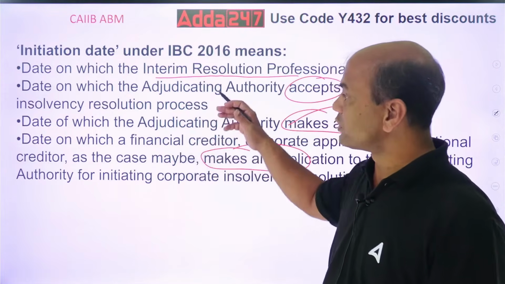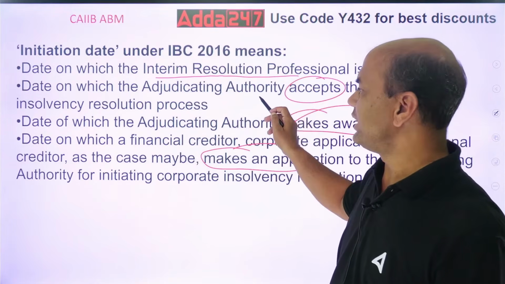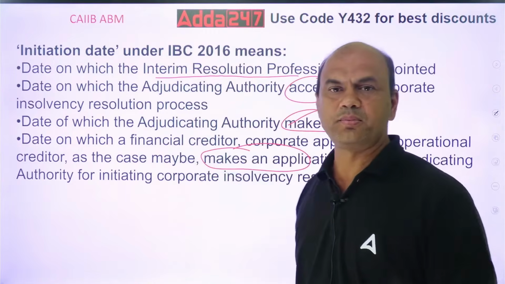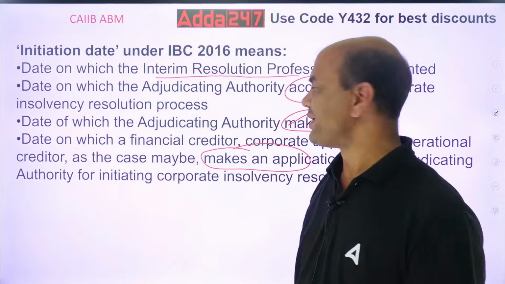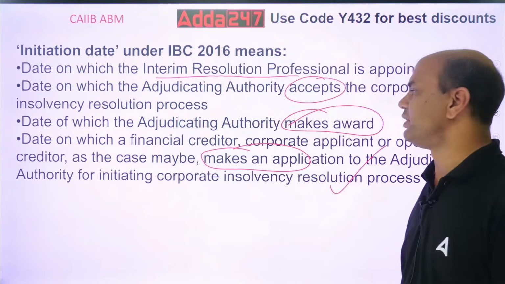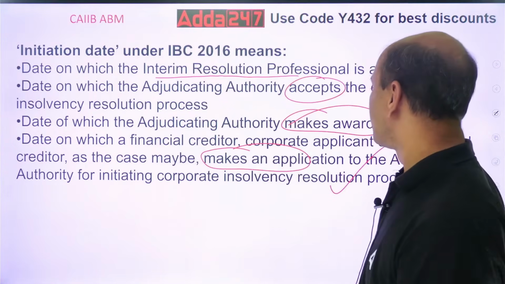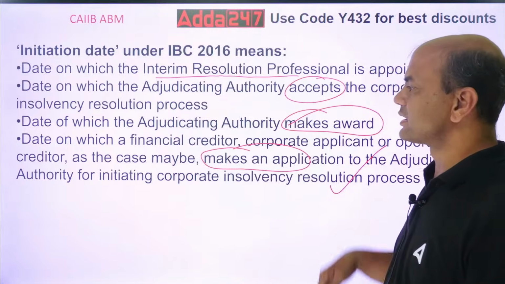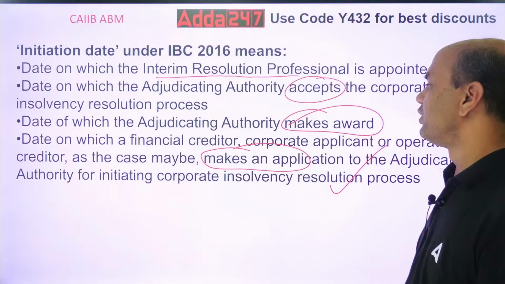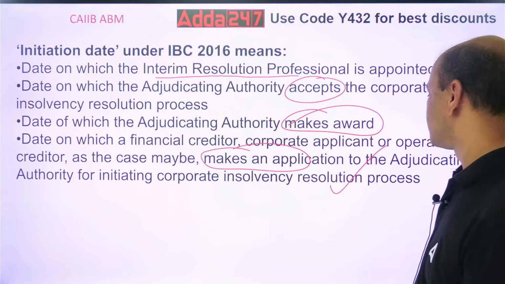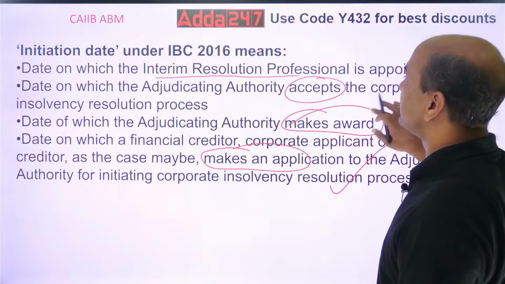So which is the true one over here? Is it B or is it D? Only B and D. The answer is D. The date on which the financial creditor, which means bank, or corporate applicant or any operational creditor, as the case may be, makes an application to the AA for initiating the corporate insolvency resolution process. Got it? So this is the meaning of initiation date.